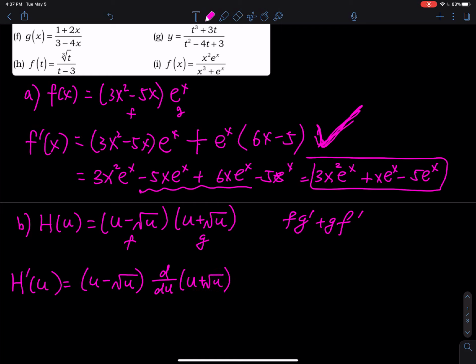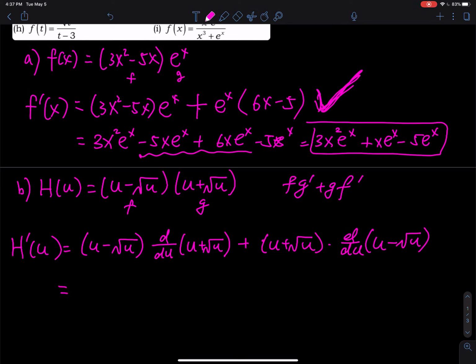With a little bit of practice, I don't think that you have to waste time to write this line. Okay, so if you decide to do so, that is fine, that is good. But after you solve like 3 to 4 problems, you won't need to do this anymore. So this is a u minus square root of u, and then the derivative of u is 1.